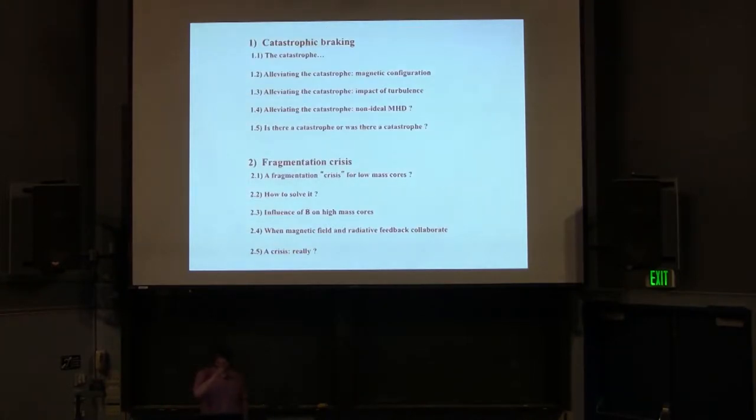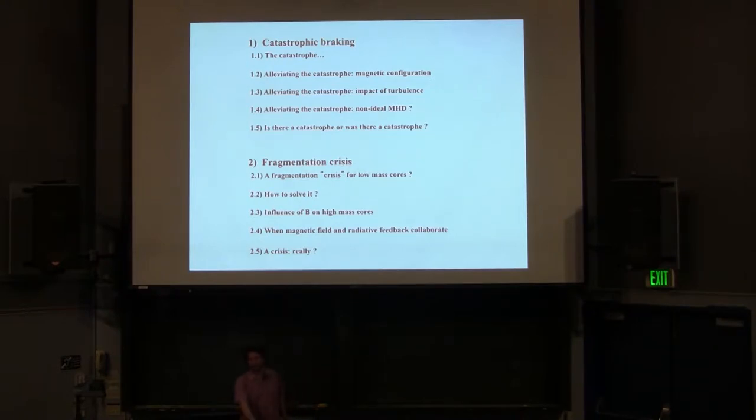So the plan of the talk is as follows. First, I'm going to describe a little bit the issue of what the magnetic field does to the collapse, and in particular to the rotation. The so-called catastrophe, also, I think it's a very bad way to think about that problem.